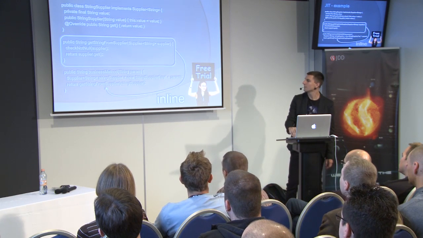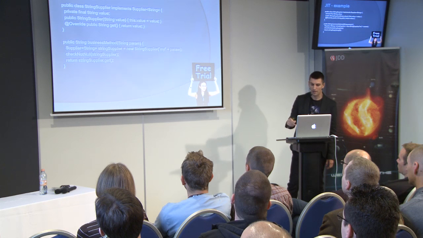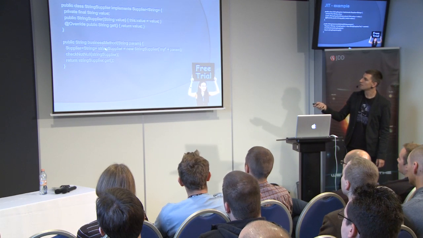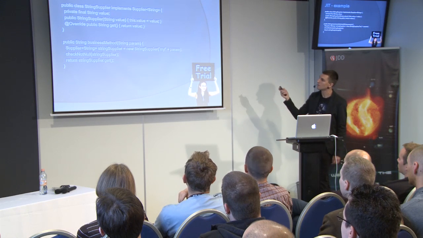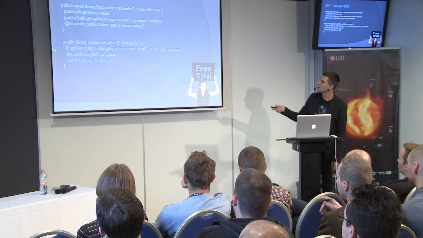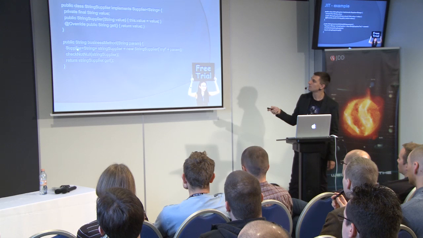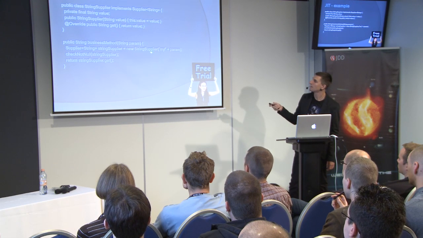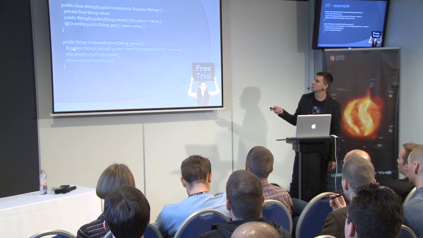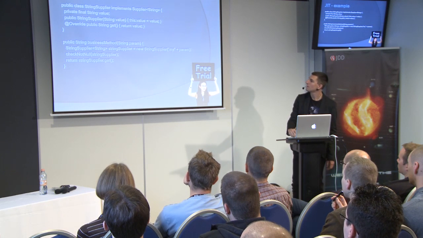Inline it. Okay, so let's look at how this code will look after inlining. So what's happened? The method that gets string from supplier has been inlined and put right here. Now another thing that I can do: it's a Supplier interface, but I'm always instantiating the StringSupplier, so I can switch it to the direct call. Yes, so type sharpening. Okay.